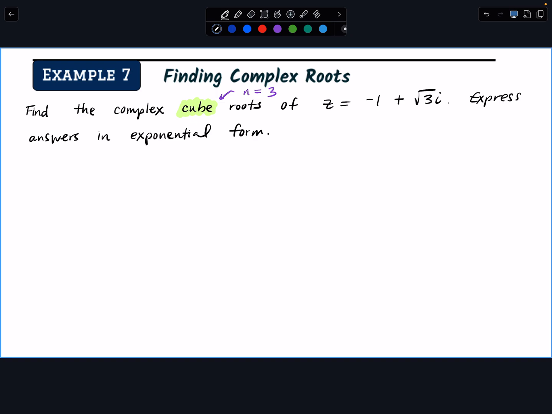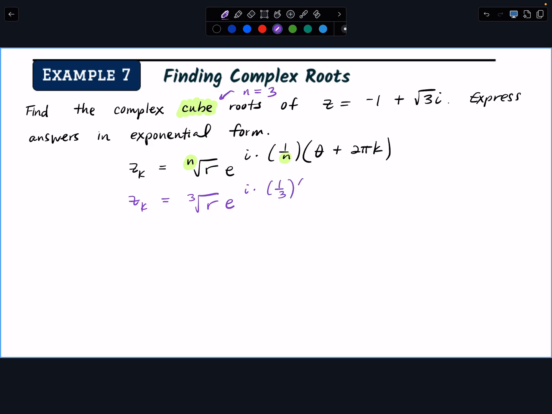So our formula from the last page was z sub k is equal to the nth root of r times e to the i times 1 over n times theta plus 2 pi k. That means our formula now is going to be z sub k is equal to, what's n in this case? 3. So whatever we see in n, we're going to plug in 3. So this is going to be the cube root of r times e to the i times 1/3 times theta plus 2 pi k. Now what does k represent?